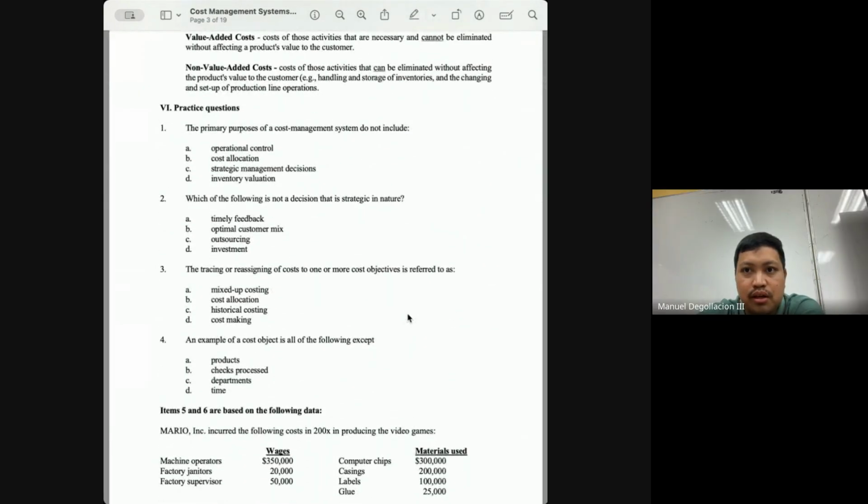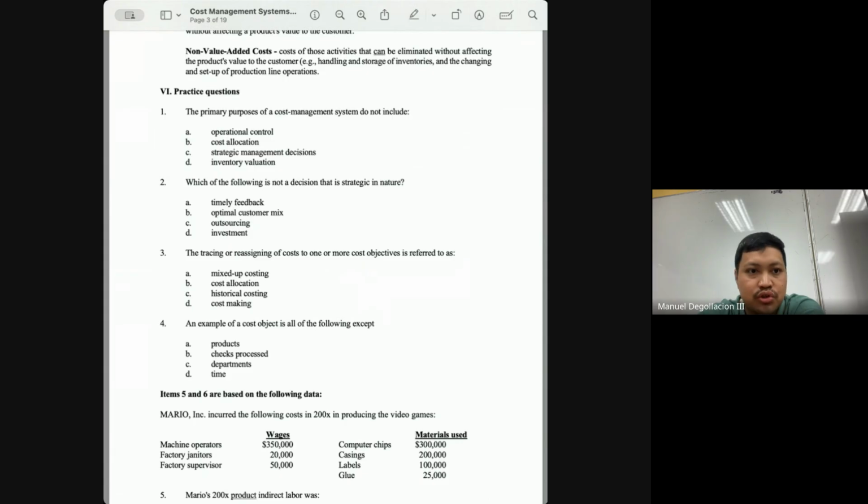Let's proceed with the practice questions. Number one, what's the primary purpose of a cost management system? Sorry, the primary purposes of a cost management system do not include what? As what we've mentioned, it's operational control, external reporting, and strategic management decision. External reporting is not there. What represents your external reporting, class? It would be your inventory valuation. So the choice there that does not represent the primary purpose of a cost management system is your letter B, cost allocation.